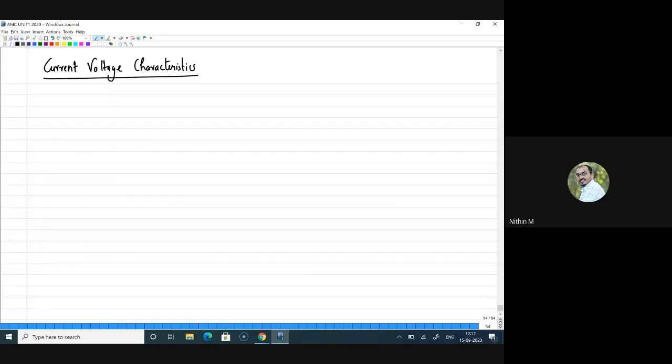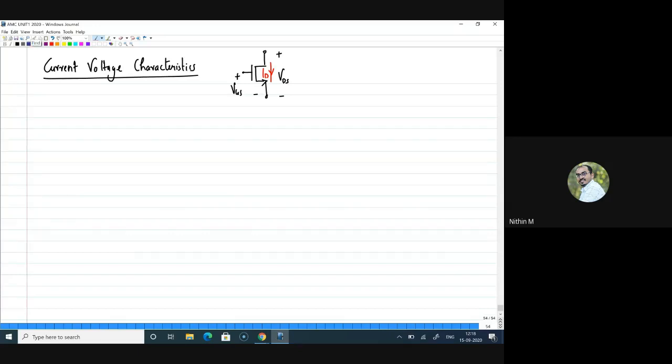We'll just look at the current voltage characteristics, and with that I'll come back and we'll have a discussion. Since we know the current equation, if you have a MOSFET, I'll be applying VGS between gate and source and VDS between drain and source. As a result, you will get a current, and that current is ID. We will plot the current for different values of VGS and VDS to get the current voltage characteristics of the MOSFET.